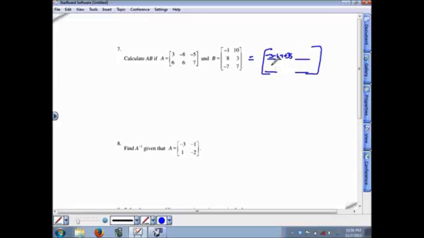Now this entry here is second row, first column. So second row, first column here. 6 times negative 1 is negative 6. 6 times 8 is 48, and then 7 times negative 7 is negative 49.